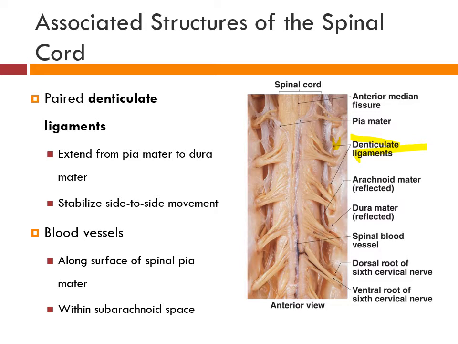Our blood vessels run along the surface of the pia mater within the subarachnoid space. So you can see here in the center, coming up that anterior median fissure is a blood vessel.